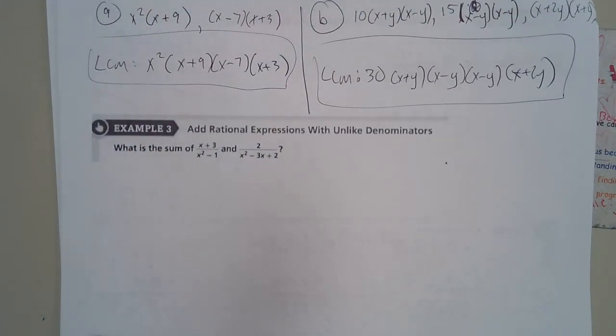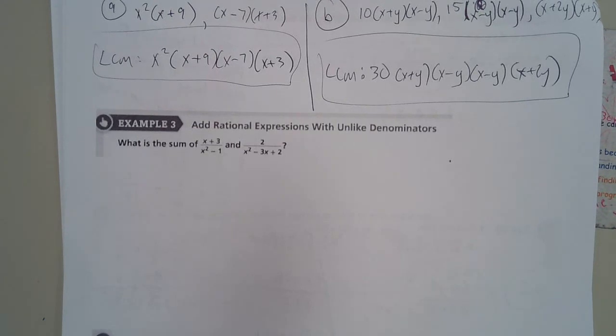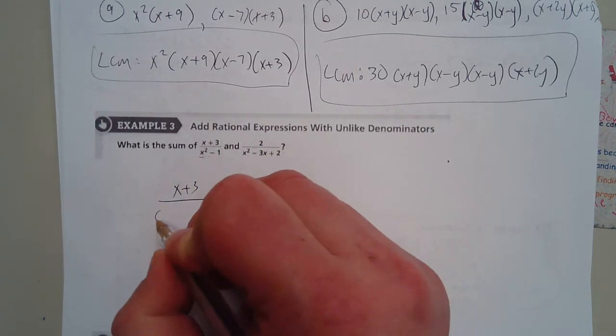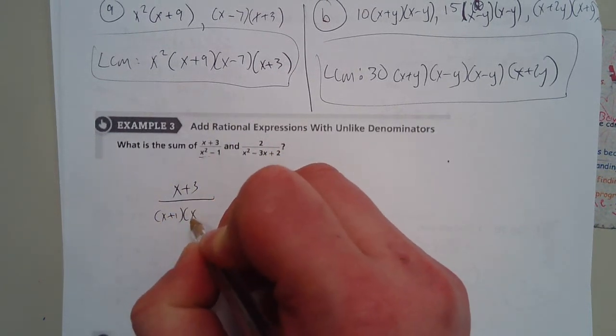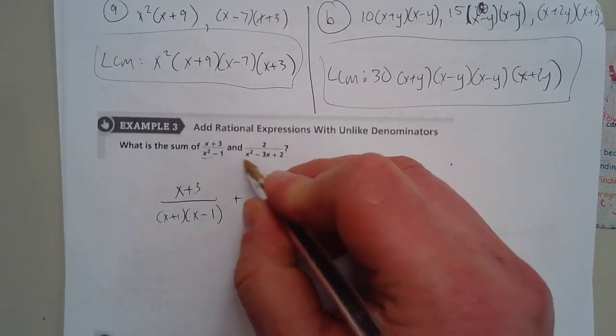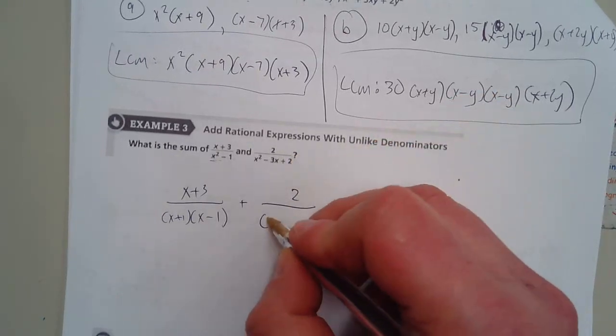So now we're going to actually do the skill here, which is the adding. It says, what's the sum of these two things? So your steps for this, number 1, you got to create a common denominator. So I'm going to go ahead and get things factored out. So this denominator is x plus 1, x minus 1, difference of squares. We're going to want to add this to 2 over, and then factor this one. Let's see, we'd want to use minus 2 and minus 1.